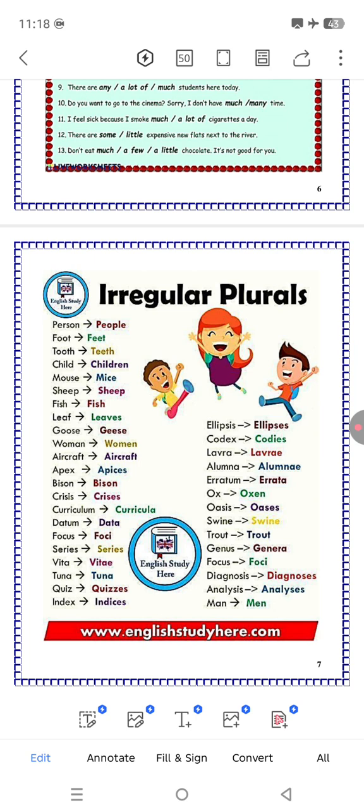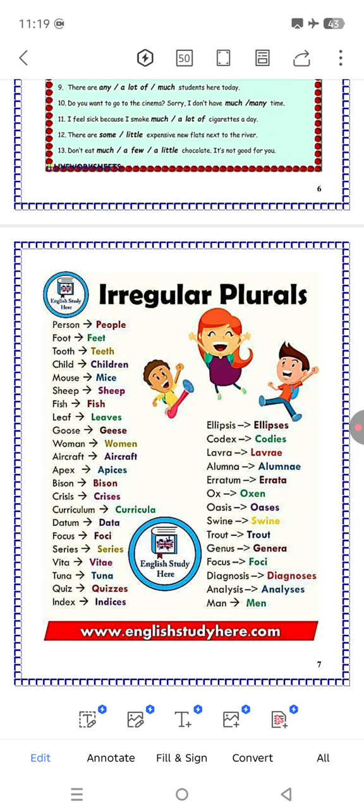Here we have a list of the most common words that you can find in our course about the irregular plurals, but that doesn't make them the only words. They are the most used ones in daily life. For example, we start with person. We don't say persons, but we say people if we want to make it plural. Also, foot becomes feet. Tooth, teeth. We don't say childs, but we say children. Mouse, we change it into plural as mice.